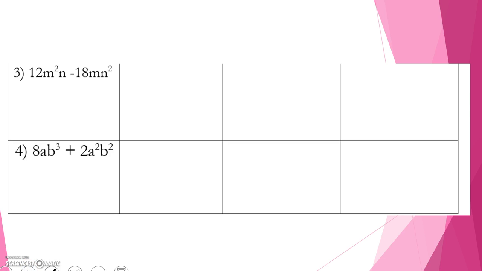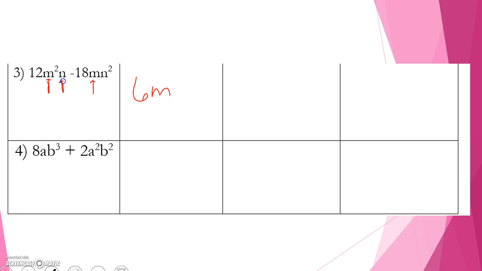All right, the next one, I have 12m squared n minus 18mn squared. So I figure out with the numbers first, what could be the GCF of that. You can write out your lists if you want, or maybe at this point you can tell the GCF would be 6. 6 goes into 12 and 18. And then I look at both m's. So I have an m squared in the first problem and an m in the second problem. So the smaller of the two is m.